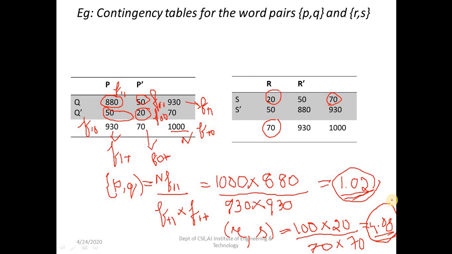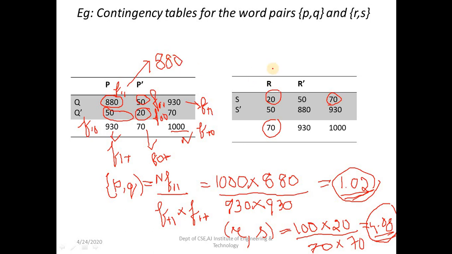So, although P and Q appear together in 88% of the documents, their interest factor is almost equal to 1. On the other hand, R and S seldom appear, that is, they occur in just 20 documents. Their interest factor is higher. So this is one drawback of interest factor. Here in this example, although the frequency or support count of the word pair P, Q is 880. Correct? The support count of the word pair P, Q is 880.